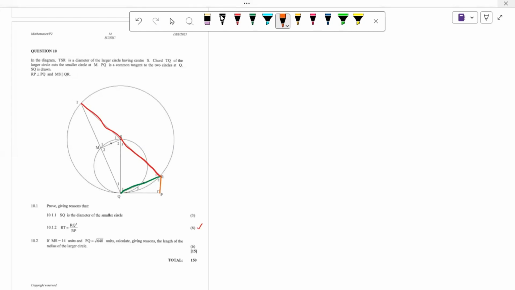How will I be able to achieve RQ squared? For me to achieve RQ squared, I must have RQ times RQ. Then that's just going to give me RQ squared. But how will I get that? Because I only have one RQ, right? I only have one RQ.